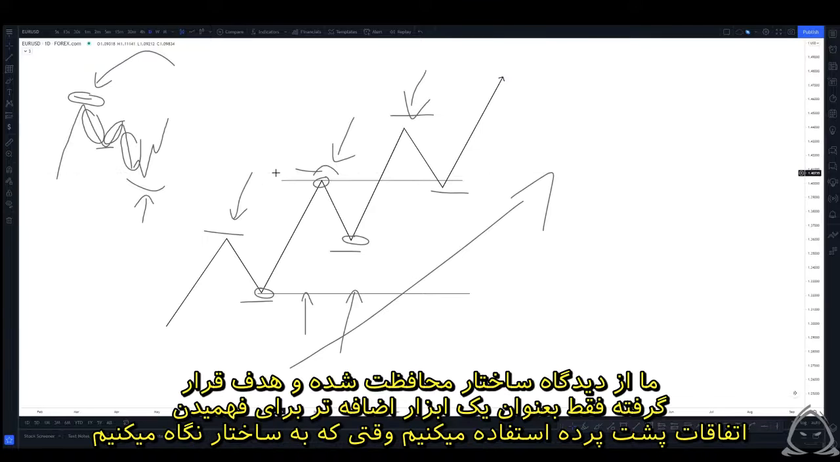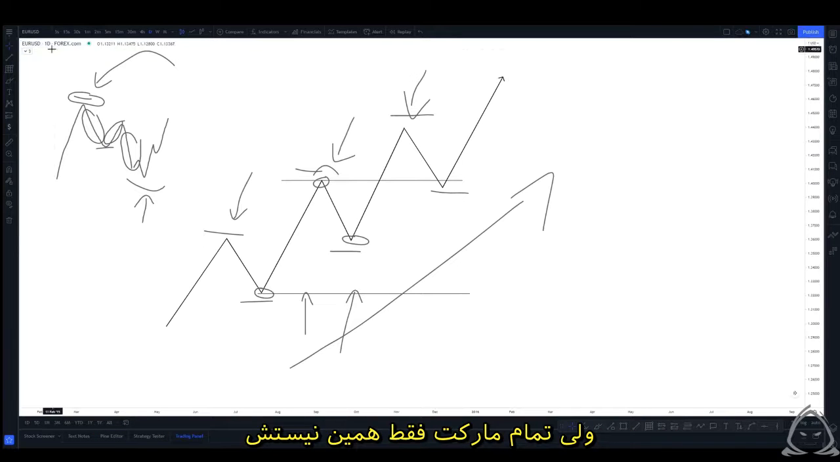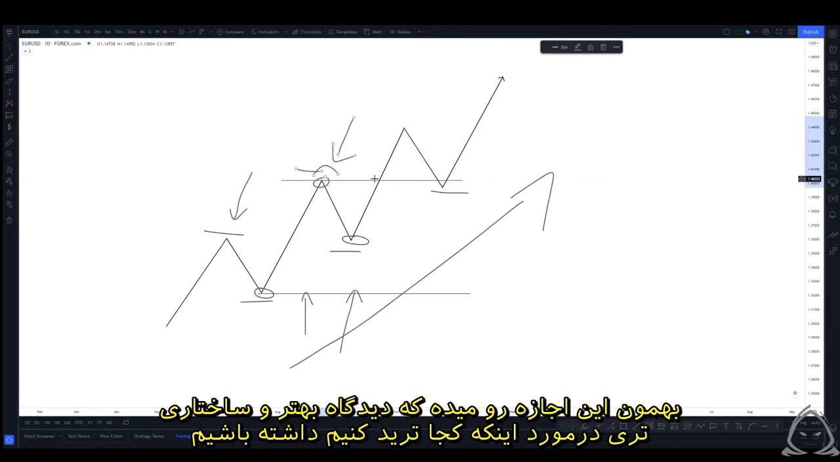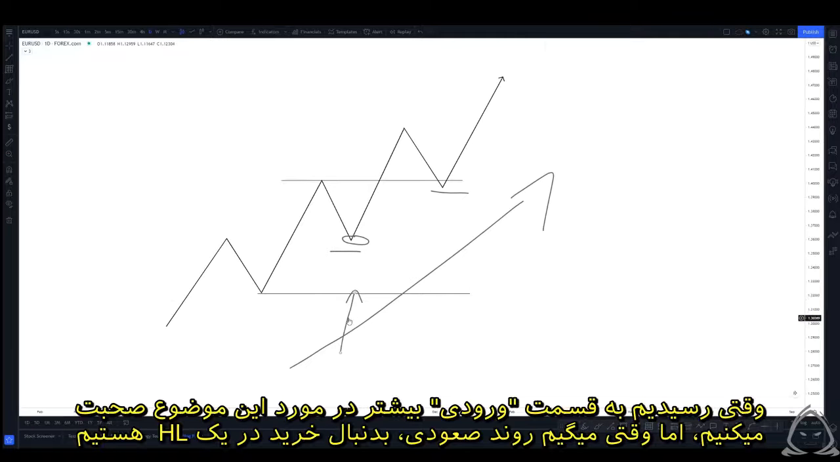We're using the concepts of protected and targeted structure as just an additional tool of understanding what is going on behind the scenes when we are looking at structure. It's not an end-all be-all, it's just an additional tool in understanding what could happen when we're seeing price action navigating throughout structure. It allows us to create a better and more structured framework of understanding where to target our trades, and we'll talk more about this when we get into entries.